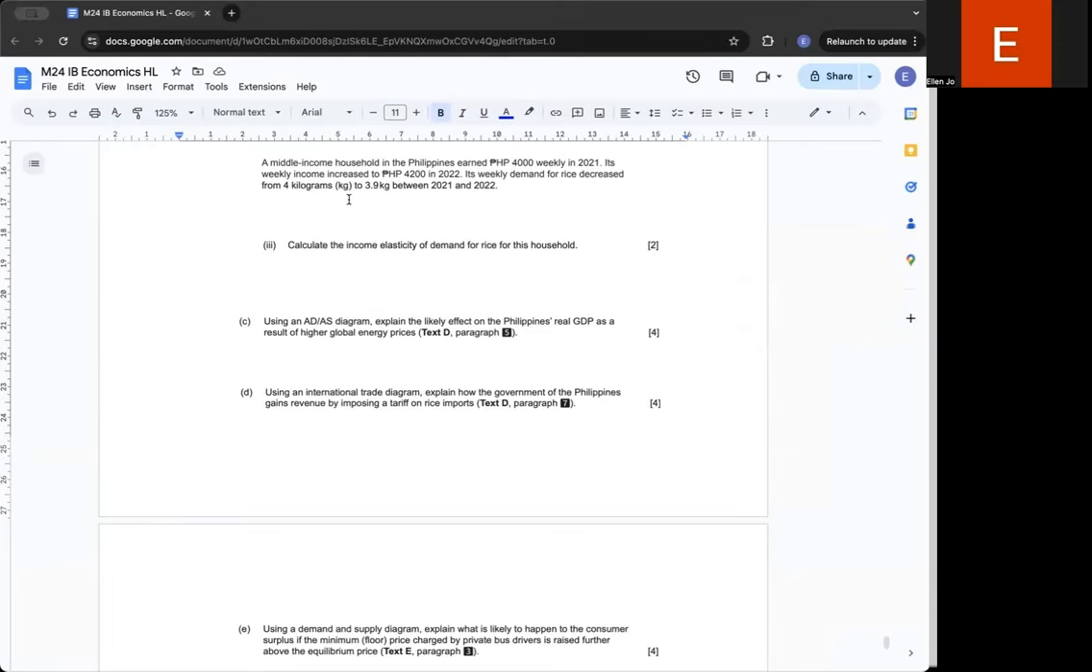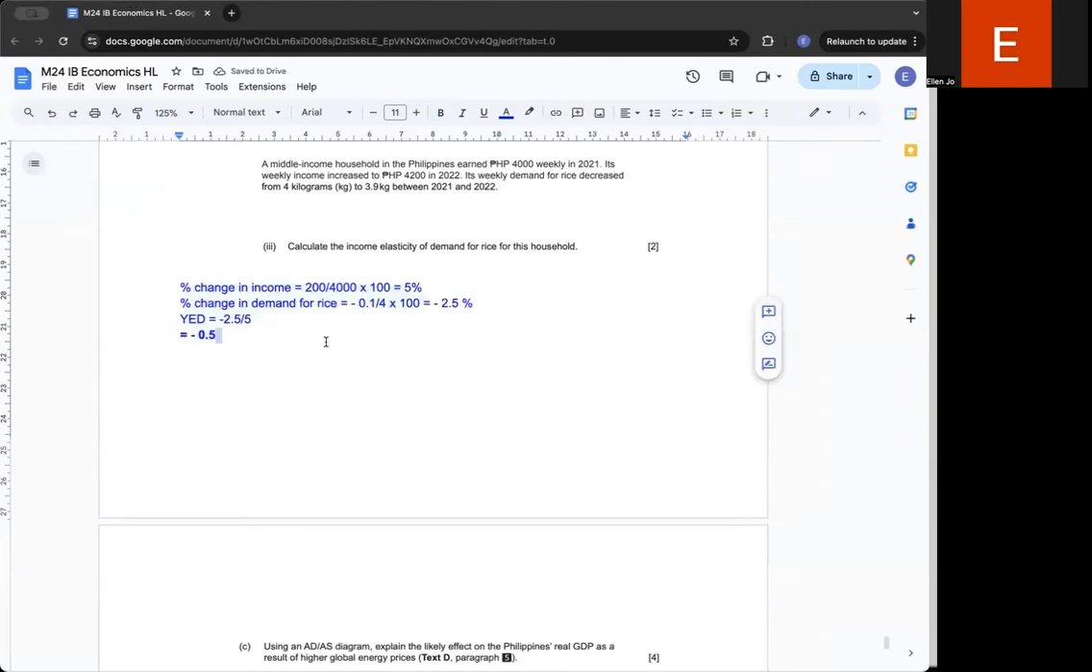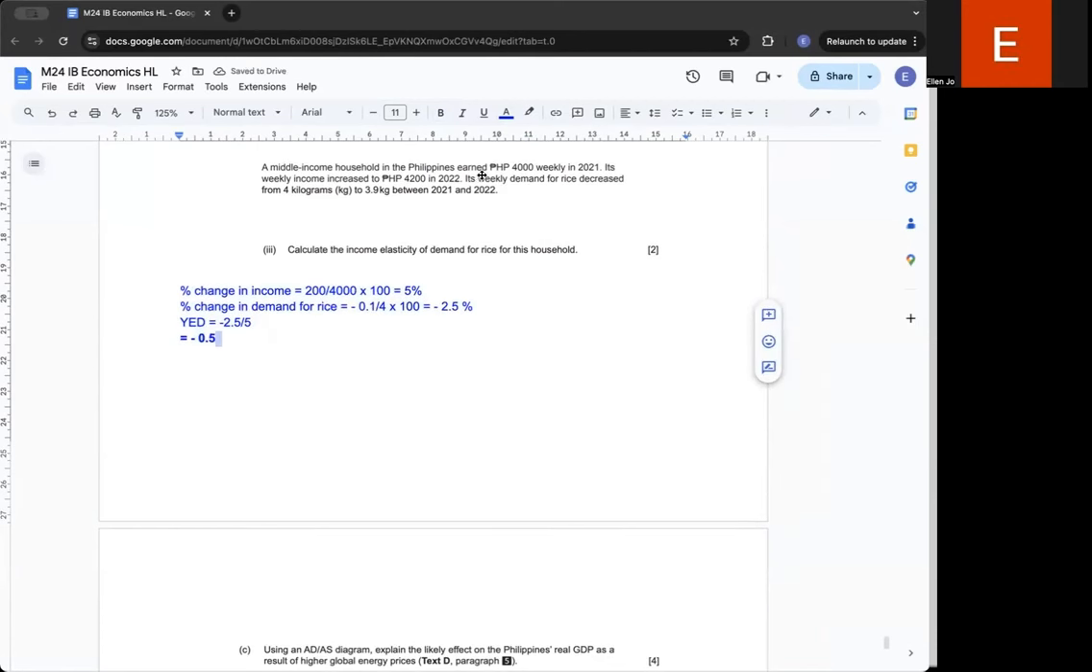A middle-income household in the Philippines earned 4,000 Philippines peso in 2021. Its weekly income increased to 4,200 in 2022. Its weekly demand for rice decreased from 4 to 3.9 between the 2 years. Calculate the income elasticity of demand for rice for this household. For the YED calculation, we've got all the data, the incomes, the quantities, so we change them as percentage changes. So the answer is this one.